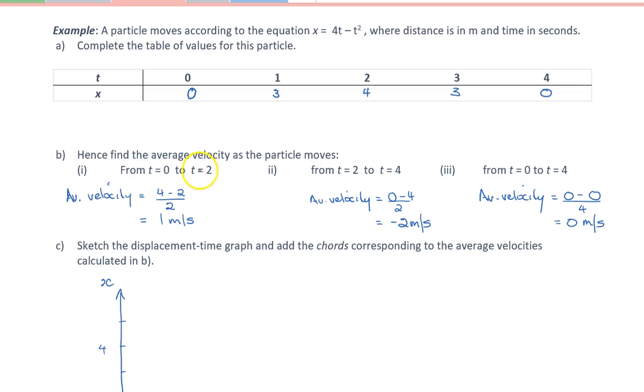It says, hence find the average velocity of that the particle moves. The average velocity, remember, is the change in displacement from where it finishes. So at t is 2, it finishes at 4, subtract where it started over the change in time. So we're at 1 metre per second. I'm probably going to have to stop the video and continue on with a new video. Sorry about that.